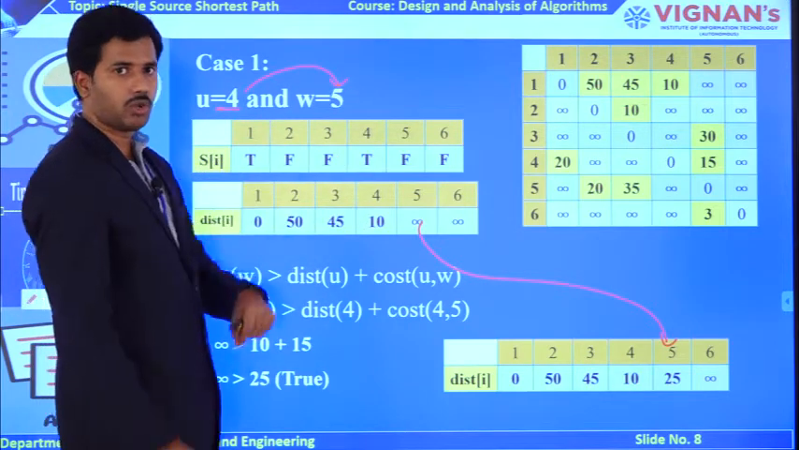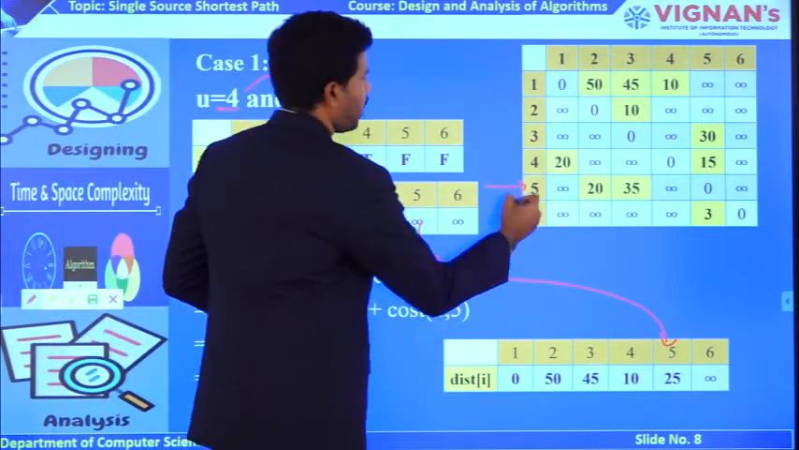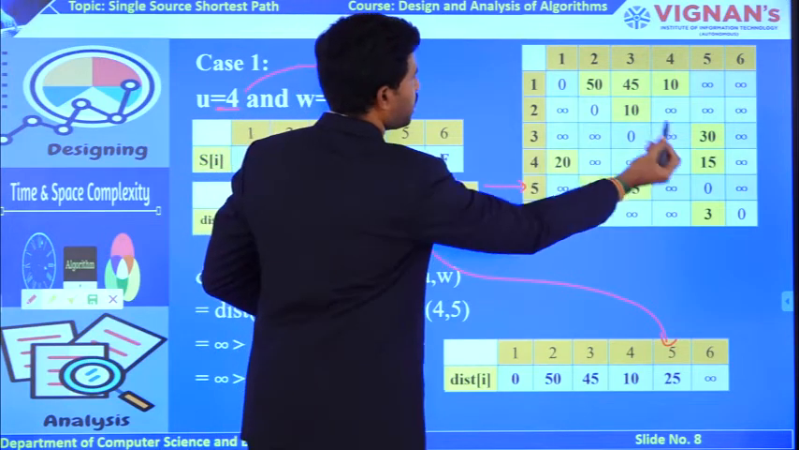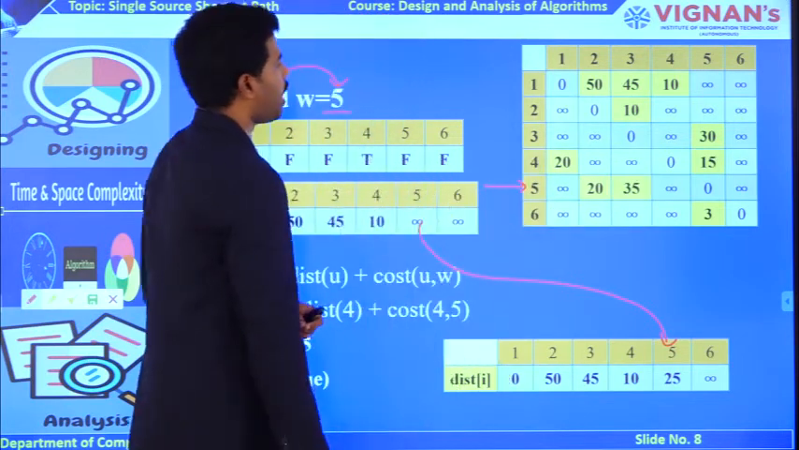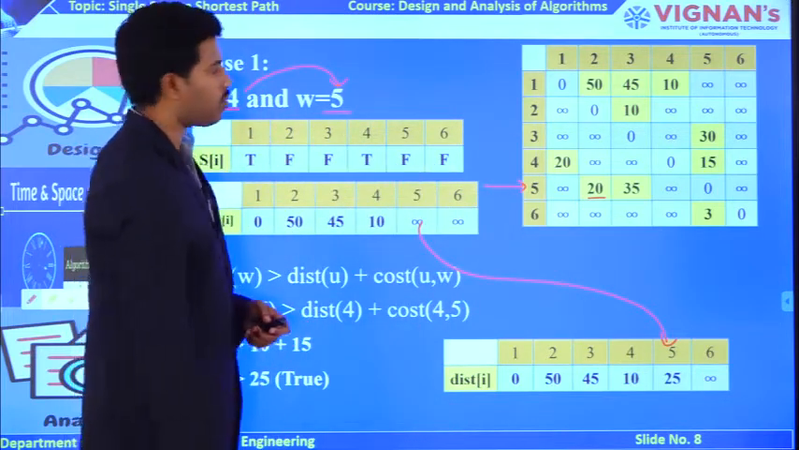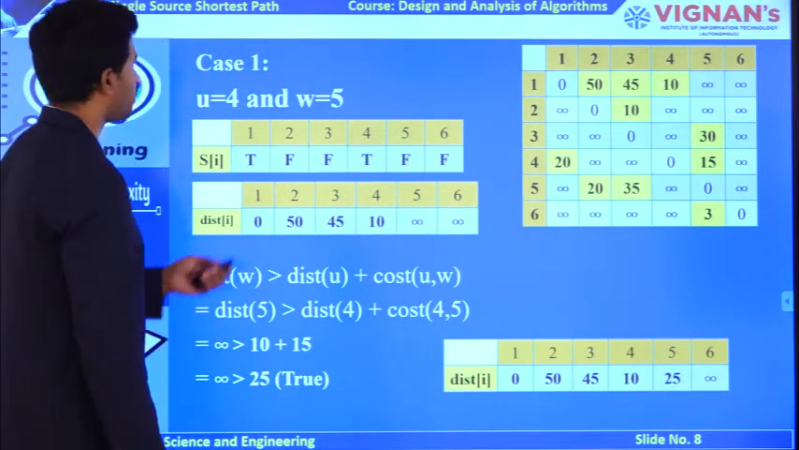From case number 2, U becomes 5. So go to 5. There is a chance to move from 5 to 2 as well as 5 to 3 only, and my W becomes 2. Why? Because 20 is the minimum value compared to 35, right? This is the way you trace the next case.